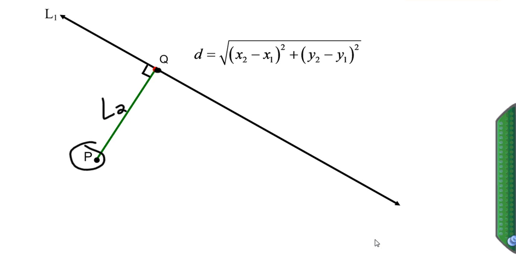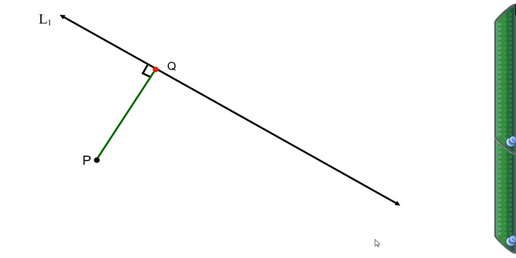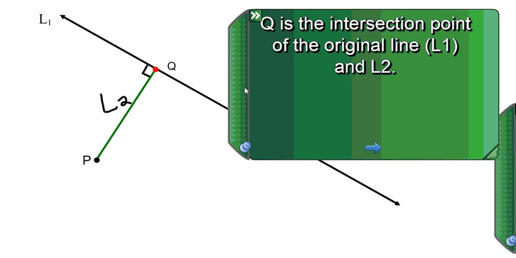And what do we know about point Q? I've cleaned it up a little bit. What do we know about point Q? We want to know a lot about point Q, so have a look at the diagram. What's important about point Q? Well, it happens to be the intersection between the original line L1 and this new line I drew called L2. So again, Q is the intersection point of the original line and this perpendicular line.